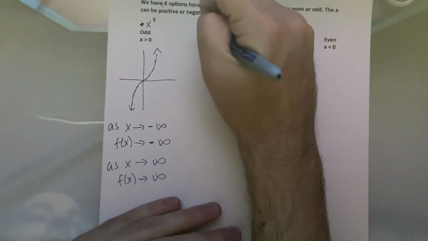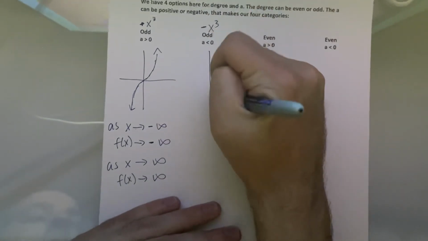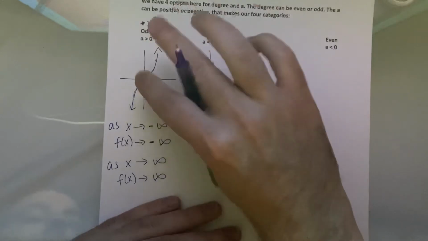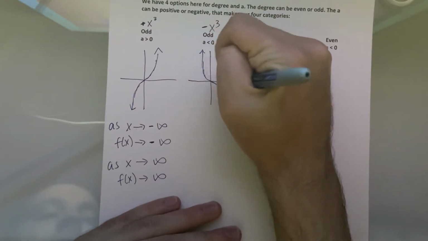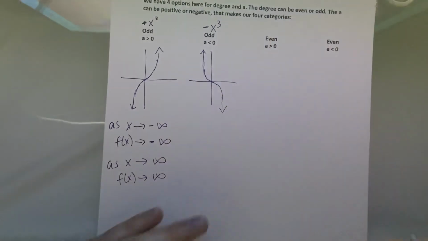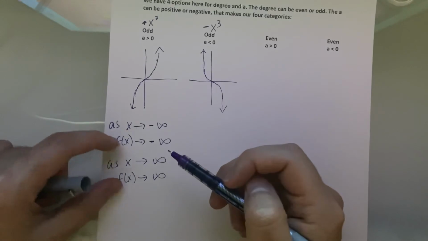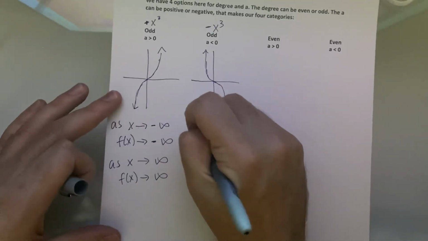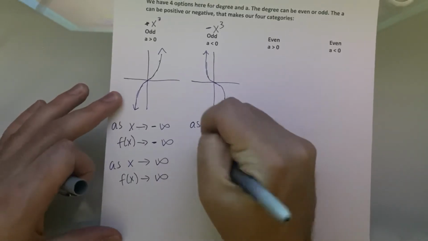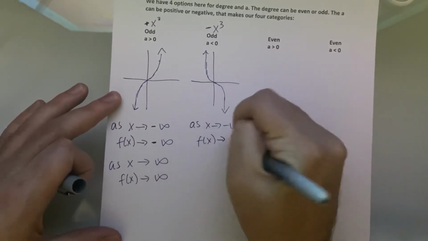What's the difference between that and negative x cubed? Well, we know a negative is a vertical reflection, so it takes this and flips it. So instead it's going up on the left and down on the right. Since it reflects y values, our y values are represented by the f of x. It will change the sign of the f of x's. So as x goes to negative infinity, f of x should now go to positive infinity.